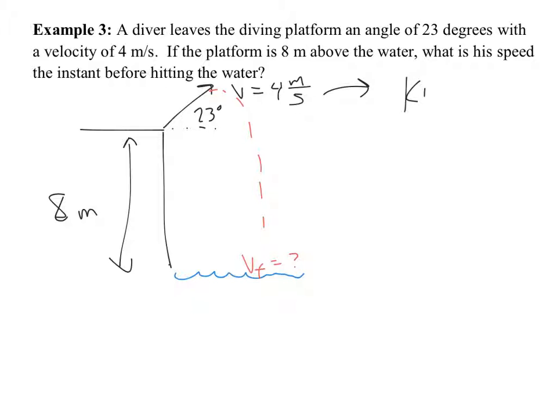So there is KEi. He also has a height, or h, of what? 8 meters. So there's also PEi. This is all in the beginning. So in the beginning, this diver dives with a certain velocity from a certain height. As a result, he or she has both potential and kinetic energy.